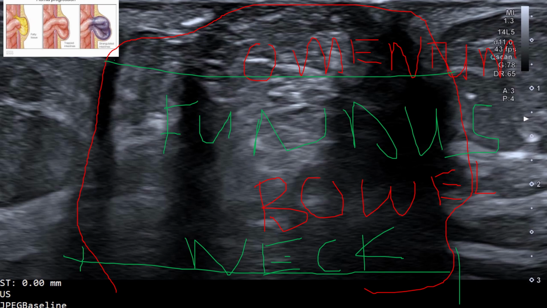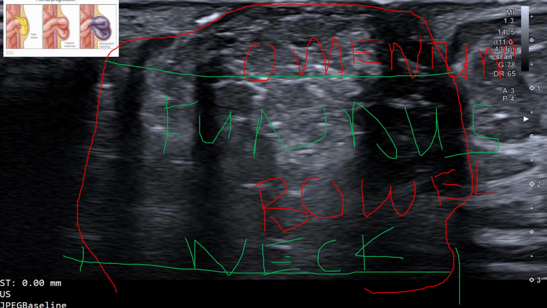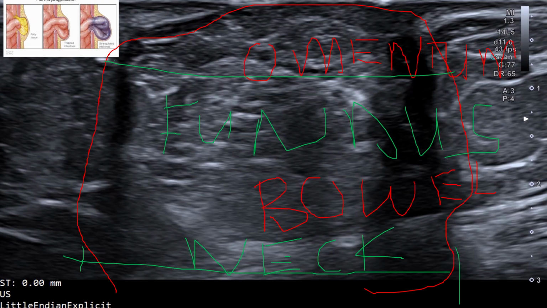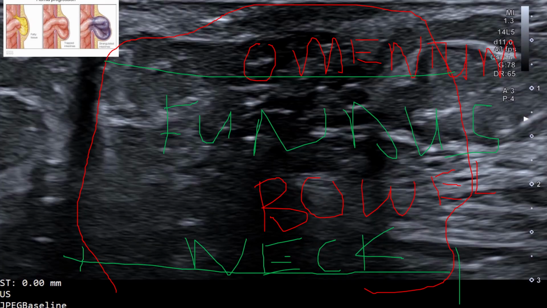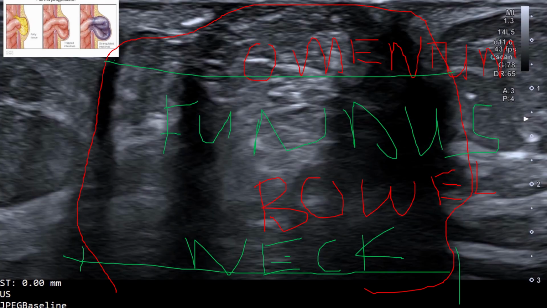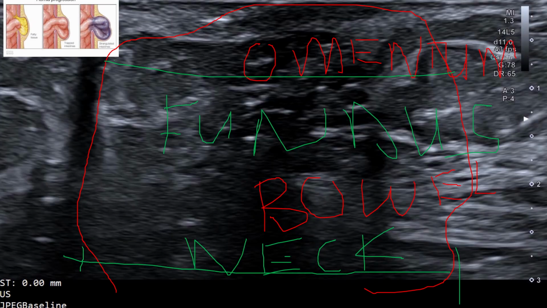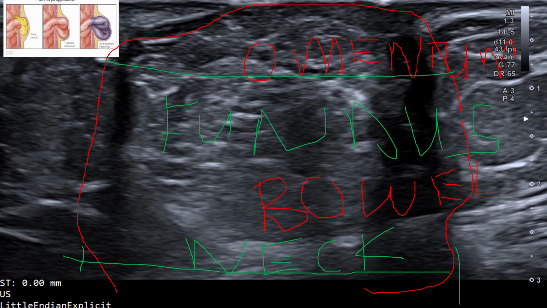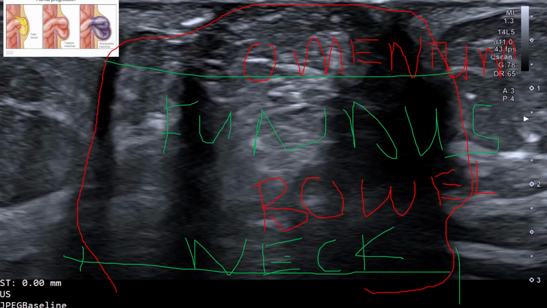So this is a classical case of a reducible bowel and omental hernia. But this is a small hernia. It's not a very big hernia, as you can appreciate there, and this hernia is reducing.